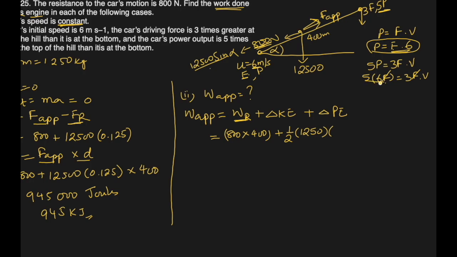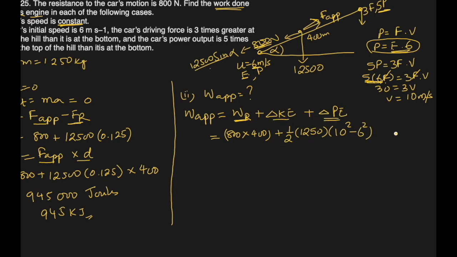So what do we get? 30, 6 times 5, 30, equal to 3V. 30 divided by 3 will be 10 meters per second. So we got the V here, it is 10. The final velocity. What was the initial velocity? 6, we already knew. So we got delta KE, change in kinetic energy also.